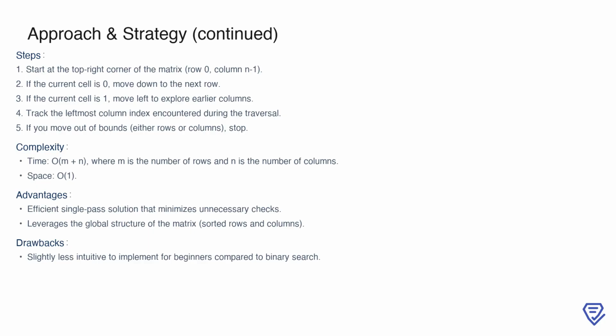Here's how it works. We begin at the top right cell of the matrix. If the current cell contains a 0, we move down to the next row since all cells in the current row to the left will also be 0. If the cell contains a 1, we move left to explore earlier columns, updating the leftmost column index as we go. This traversal continues until we either move out of bounds or finish examining all relevant rows and columns.